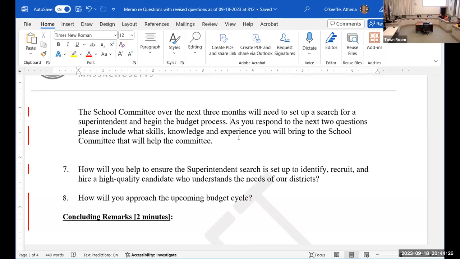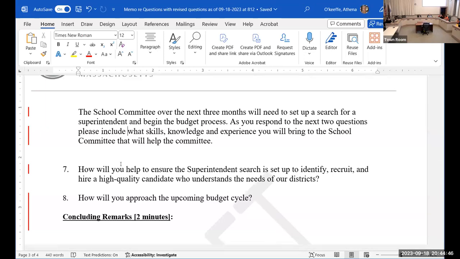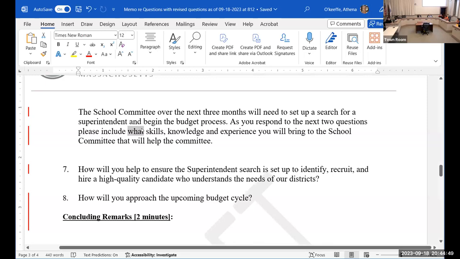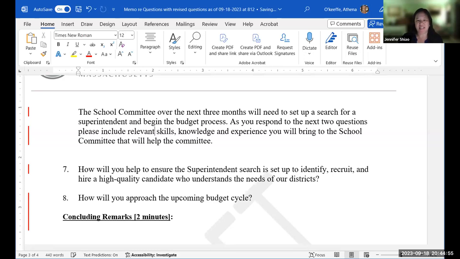Anna, would you accept the fact that we say instead of include what skills, include relevant skills? Sorry, can you say that again? As you respond to the next two questions, please include relevant skills, knowledge, and experience you will bring to the school committee that will help the committee. Yep, that's fine. I just want to keep skills, knowledge, experience in there. So we're going to change the word what to relevant. Jennifer Shaw. Thank you, Anna. And I've just realized that this says please include, not just what. So I'm fine with it. Thank you. Yeah, thank you. That's why I wanted to make sure that you could see it all together, because I was trying to avoid what you were concerned about.